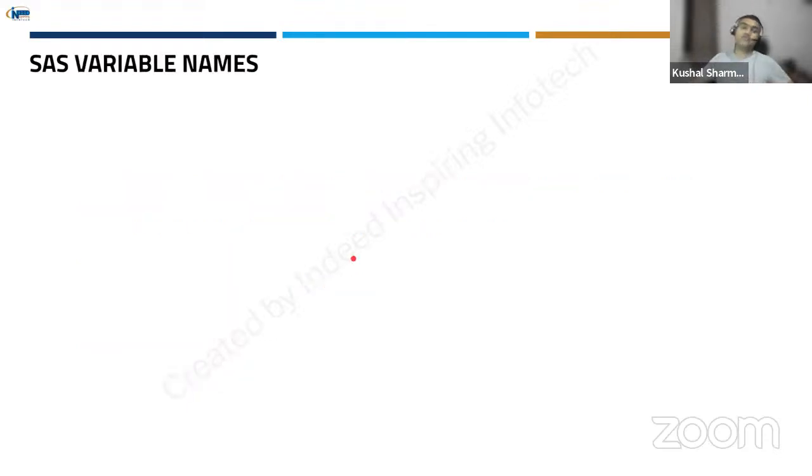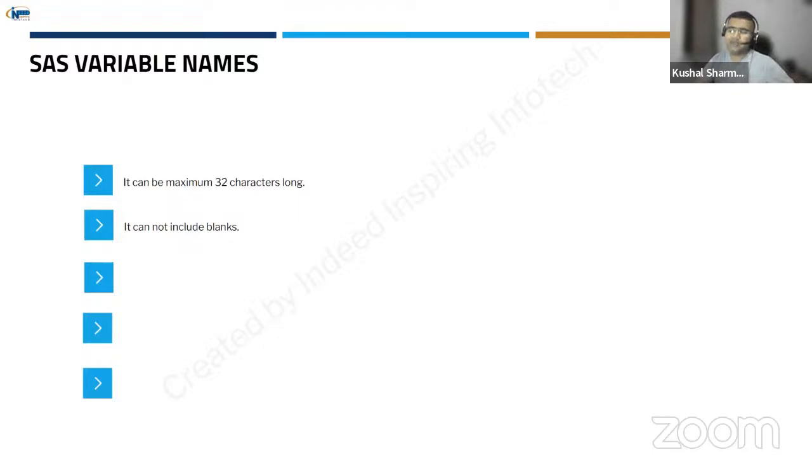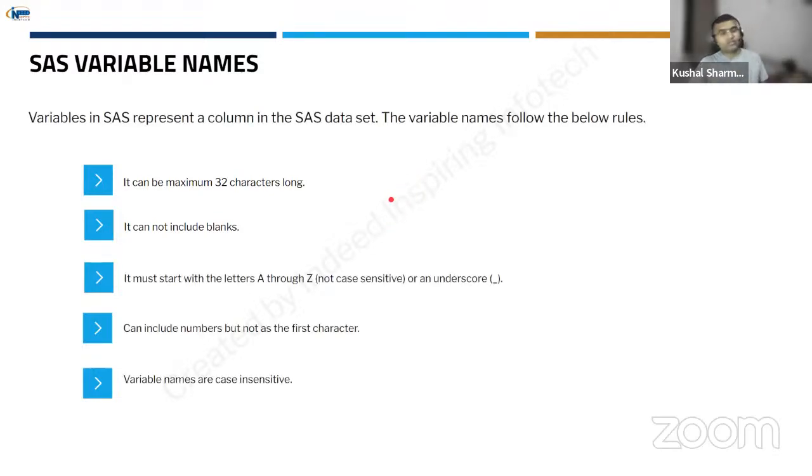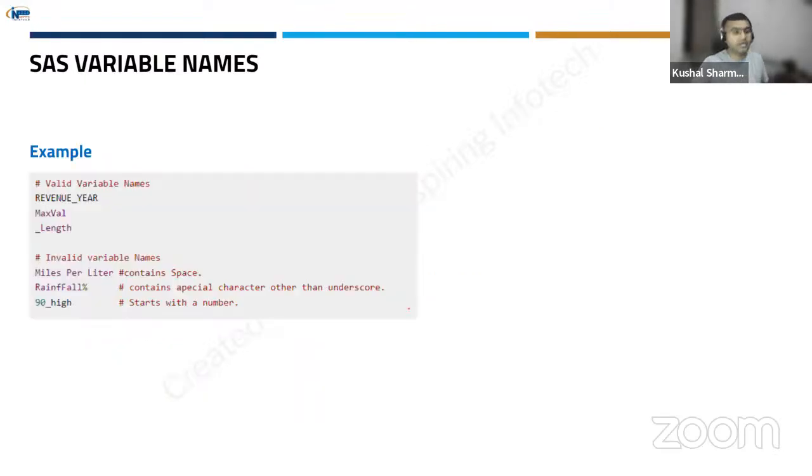Now let us move ahead to the variable names. Every programming language has some rules for variable names. So here, the variable names can be a maximum of 32 characters long, which is good enough. They cannot include blanks, which is the case in many programming languages. They must start with a letter A through Z, not case sensitive, and can also start with an underscore. Then they can include numbers, but not as the first character. Variable names are case insensitive. This is something we need to understand.